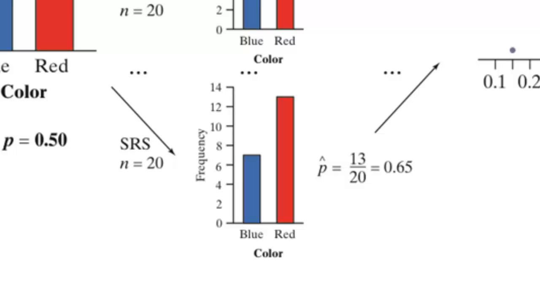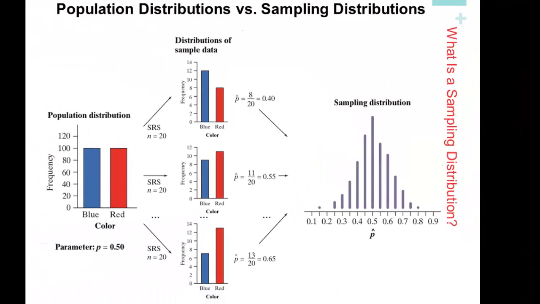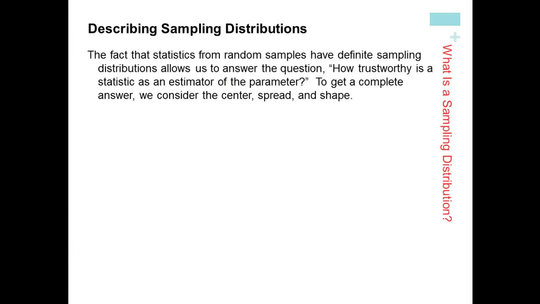If I were to do this repeatedly and graph the proportions that were obtained through these many trials of simple random sampling, I would have what's known as my sampling distribution. And those are for my p hats, which I'm trying to use to estimate my population parameter p. The fact that statistics from a random sample have a definite sampling distribution allows us to answer the question, how trustworthy is a statistic as an estimator of the parameter?